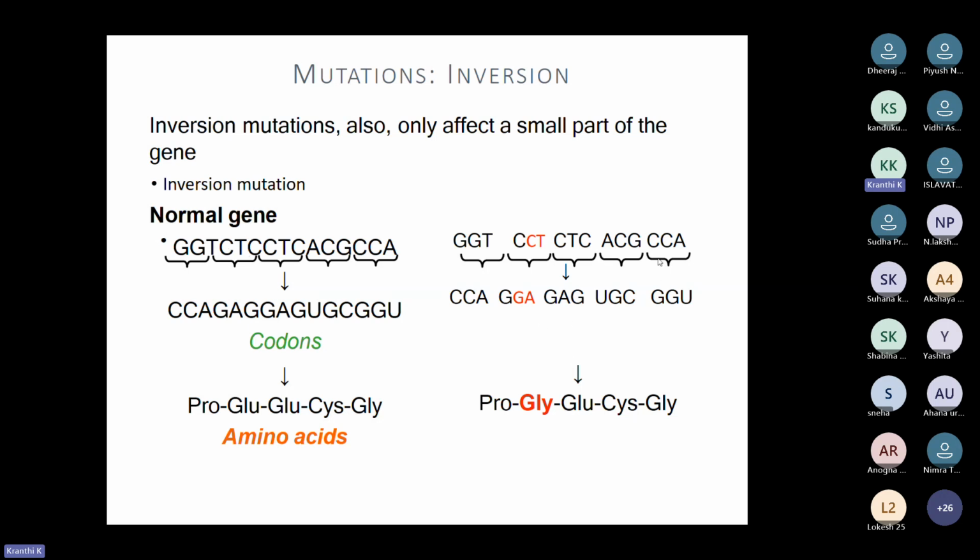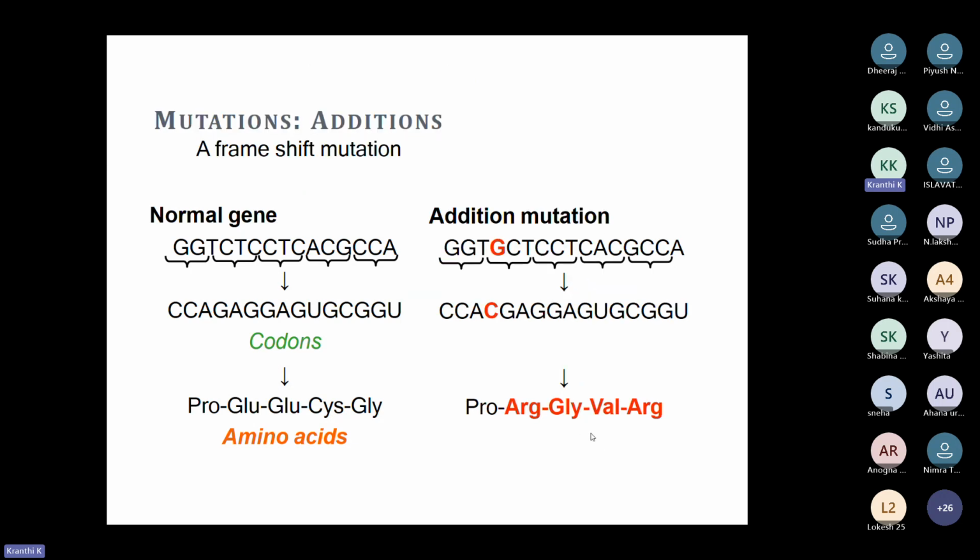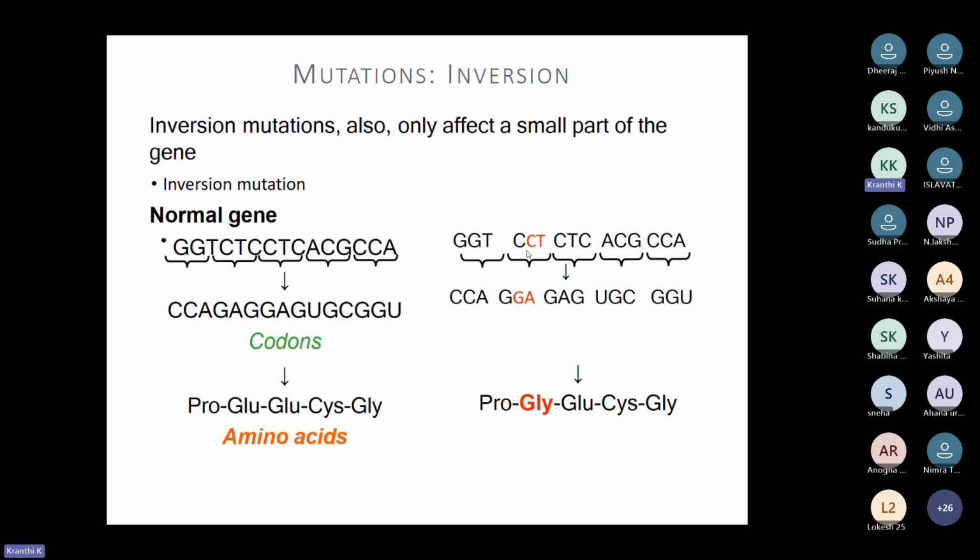Even inversion sometimes may have an effect or sometimes may not. Sometimes the inversion will give the same amino acid, or sometimes it may give a different amino acid. That's called the inversion type. Then we have one more type called the frame shift. What do you mean by frame shift? Frame shift means the complete frame is shifting. Got it? Here it is altering only one amino acid.